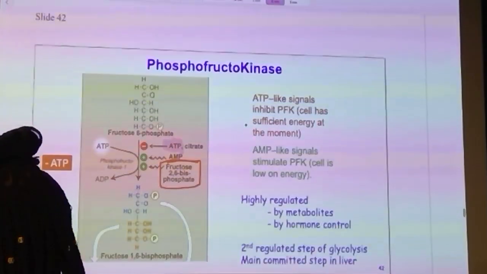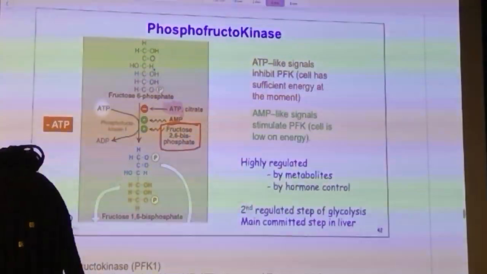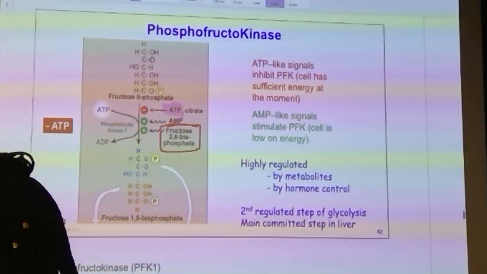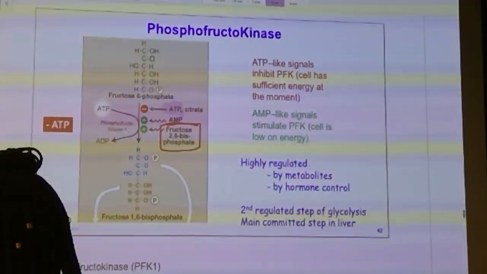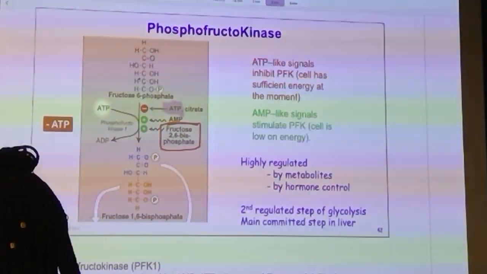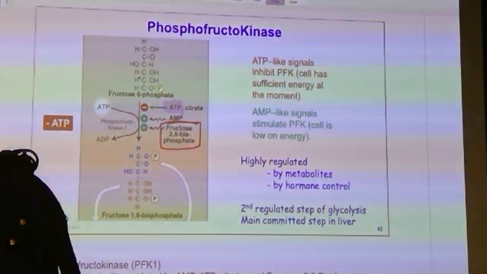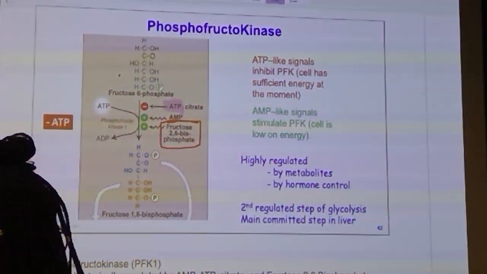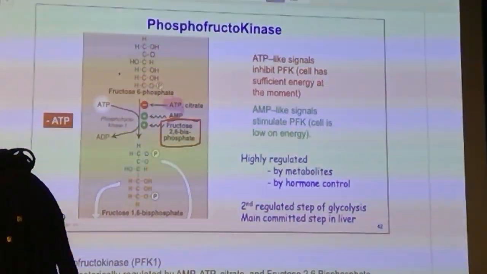One more thing about PFK1. PFK1 has two binding sites for ATP: the competitive site and the allosteric site. The competitive site has a lower Km, the allosteric site has a higher Km. So the competitive site promotes it, allosteric inhibits it. Does this make sense?